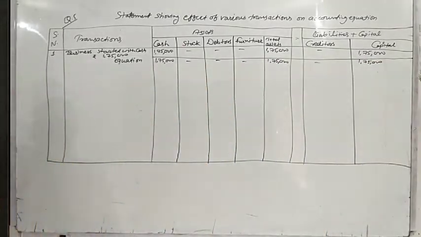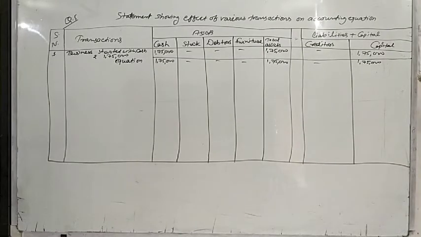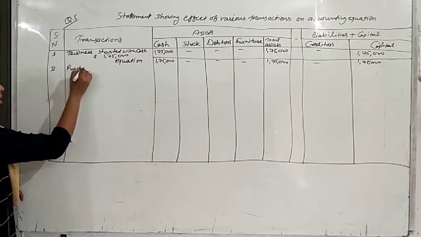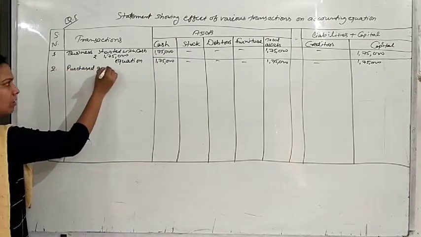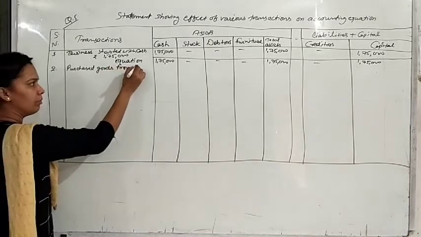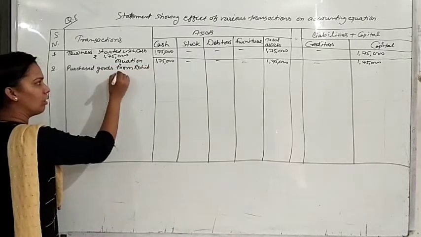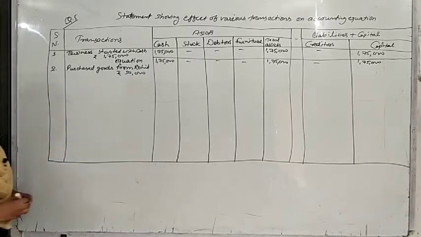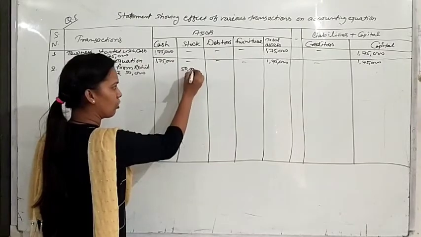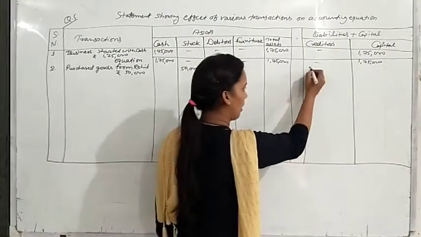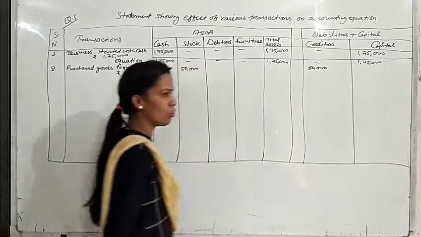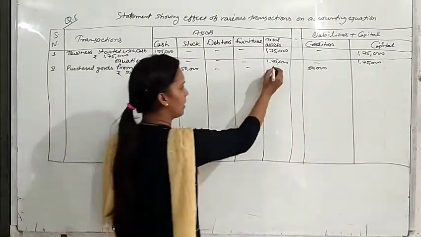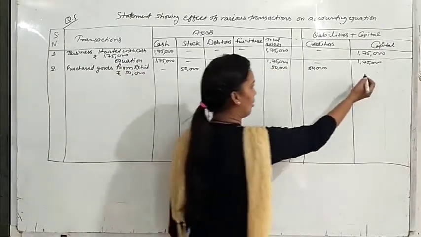Second transaction, purchased goods from Rohit rupees 50,000. 50,000 is the amount of goods. So you are purchasing goods, it means it will increase your stock and it will increase your creditors also, because you are purchasing goods on credit. No effect on cash, debtors and furniture. Total assets will increase by 50,000 and here no effect on capital.